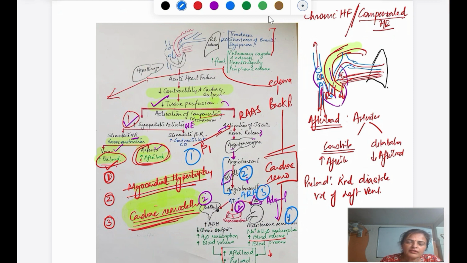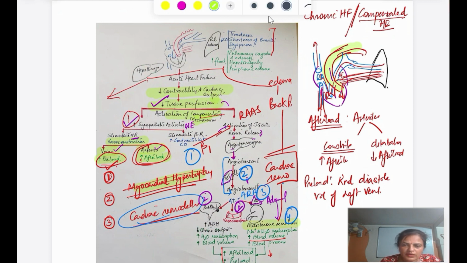I again repeat, because of the cardiac remodeling you want to increase the survival by inhibiting this cardiac remodeling. You have to inhibit this one. You have to reverse this cardiac remodeling. And how can you reverse this cardiac remodeling? Because cardiac remodeling is mainly because of the stimulation of aldosterone and angiotensin 2.